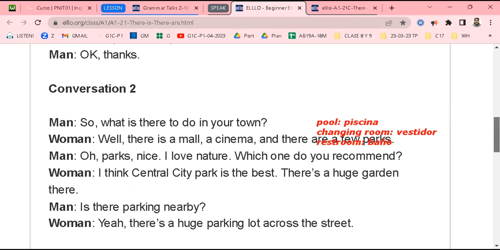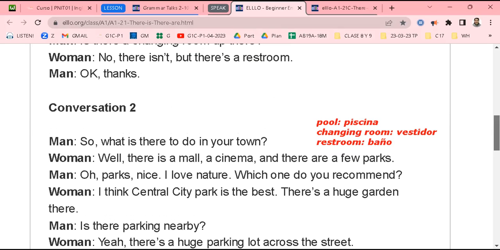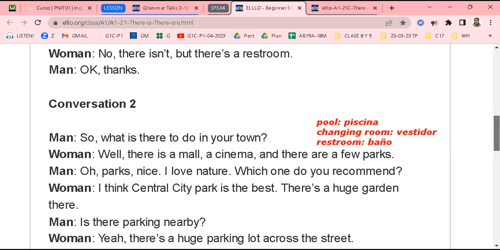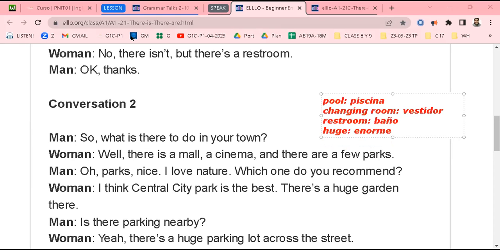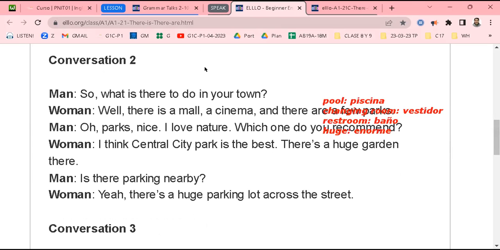Okay. So what is there to do in your town? Well, there is a mall, a cinema, and there are a few parks. Oh, parks. Nice. I love nature. Which one do you recommend? I think Central City Park is the best. There is a huge... Okay, the word huge. What's the meaning? Ideas? So the synonym is big. Johnny, Dora, Carmen. Enorme, inmenso, grande. So that's a synonym. Okay, and is there a parking nearby?